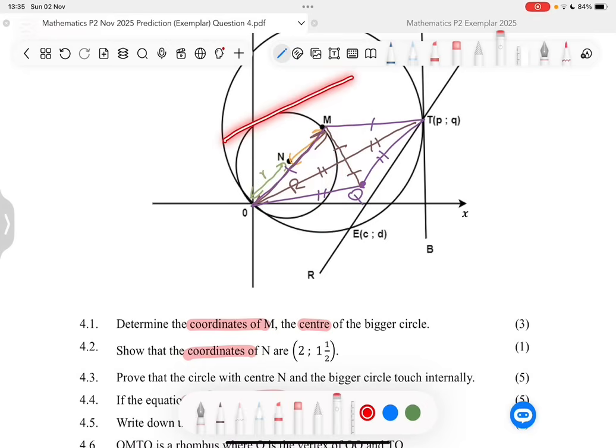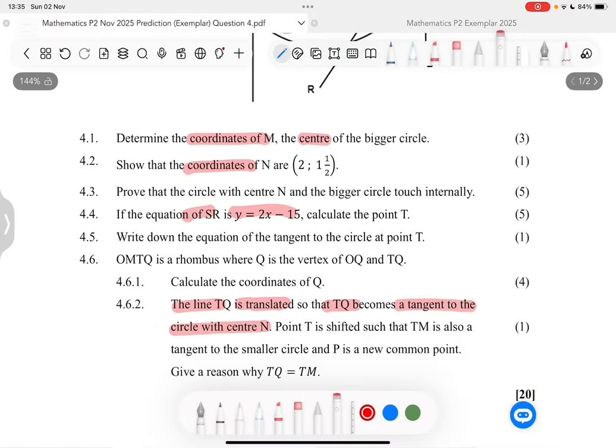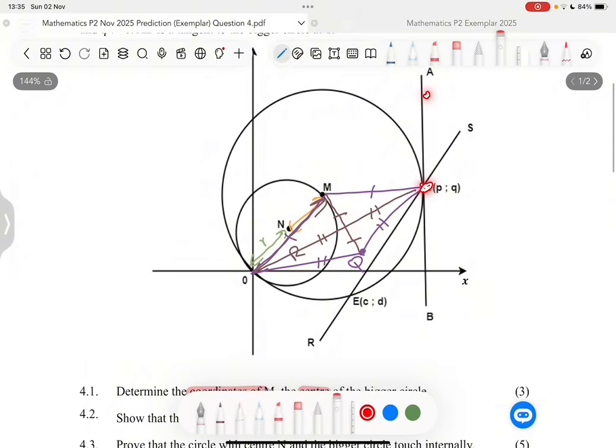We can move it really anywhere, as long as it becomes a tangent, because we're not told how it's been moved. And then they say here, point T is also shifted, is also translated, it's moved, such that TM is also a tangent to a smaller circle. So we also move this point. So it's either I take this point here upwards, or I take it downwards. So if let's say I take it downwards, the line will then be like that. If I take it upwards, the line would be like that.